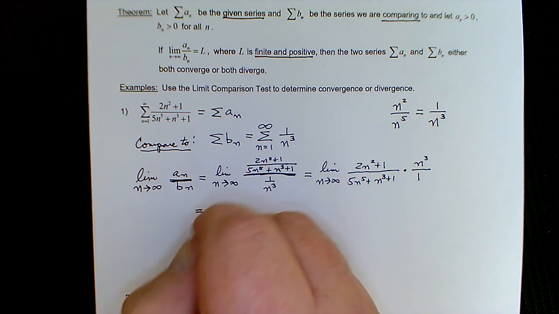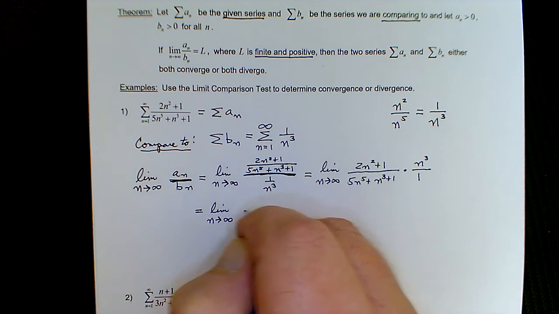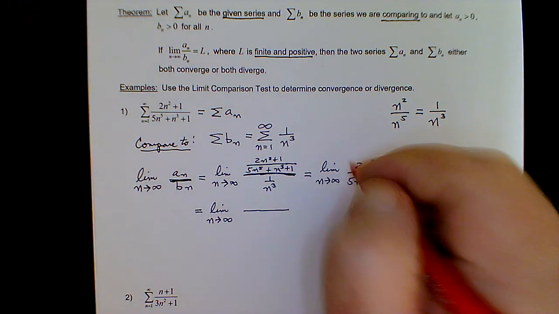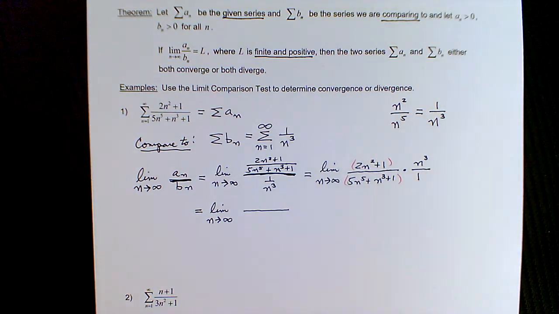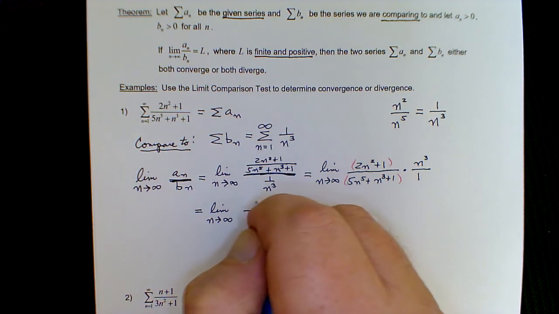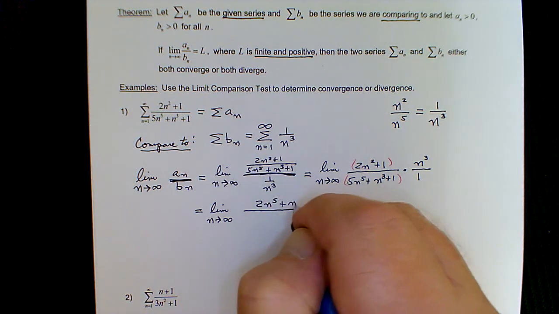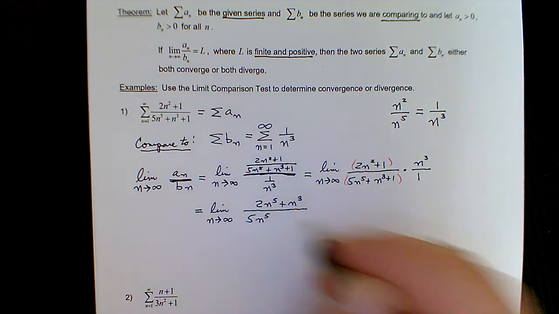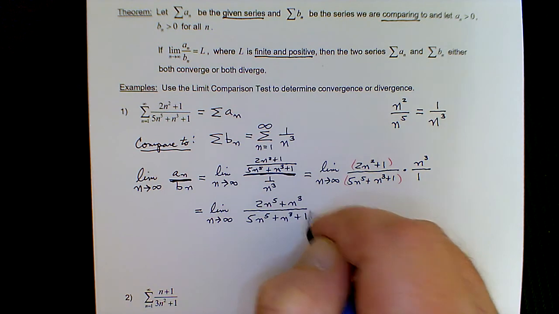And then even go so far as to distribute that n cubed in the numerator. If you wanted to put parentheses around these, that's fine, not really necessary the way I've written it. But now distributing that n cubed in the numerator, we get 2n to the 5th plus n cubed over 5n to the 5th plus n cubed plus 1.